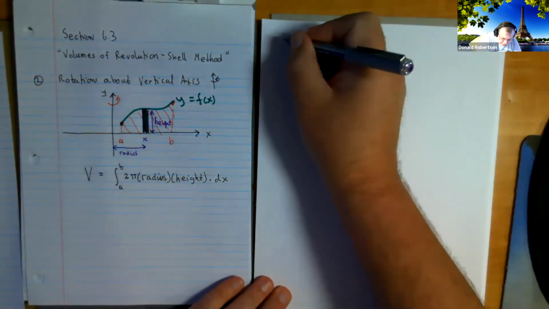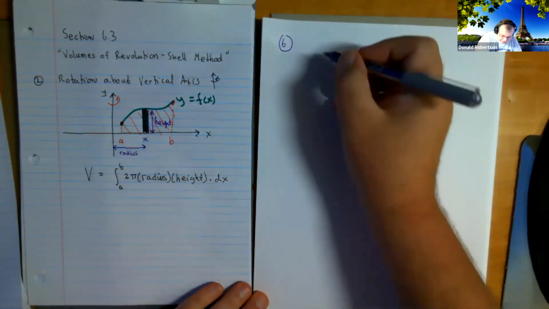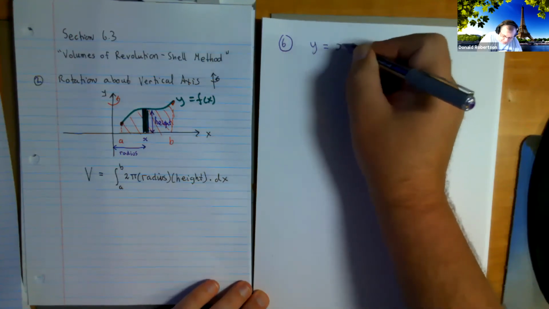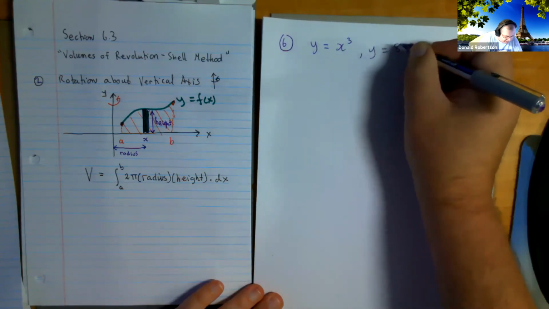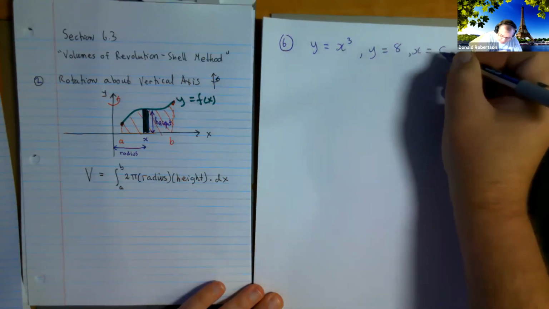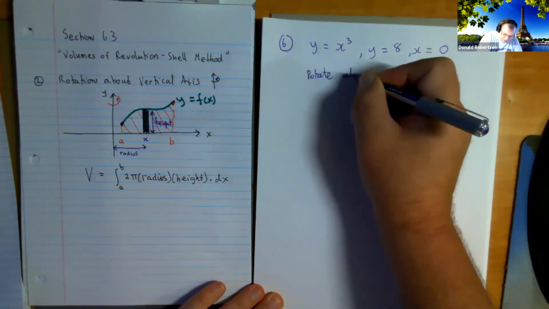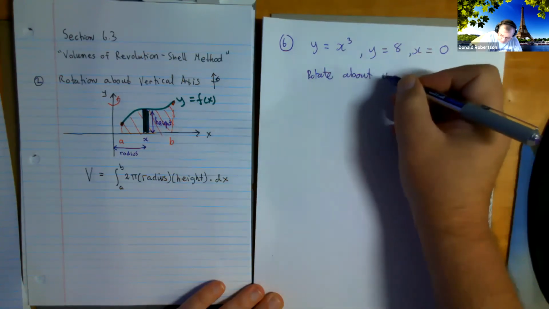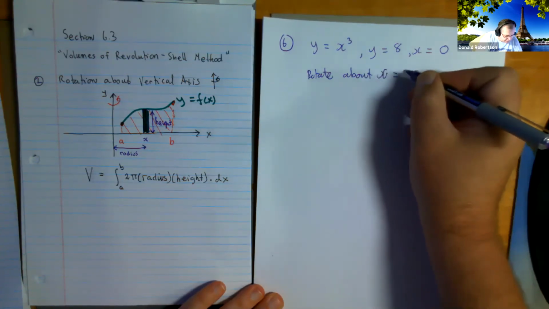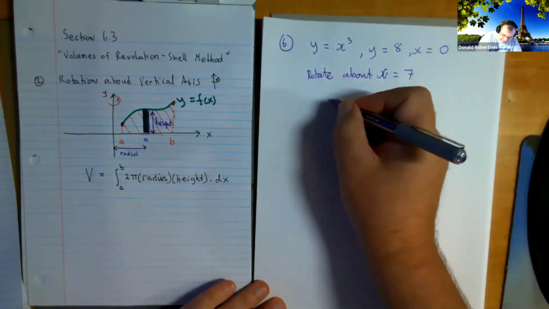Okay. So let's show you what it looks like. Question 6. Suppose we take y equals x cubed, y equals 8, x equals 0, and we rotate about x equals 7. So we're jumping right into the deep end here.